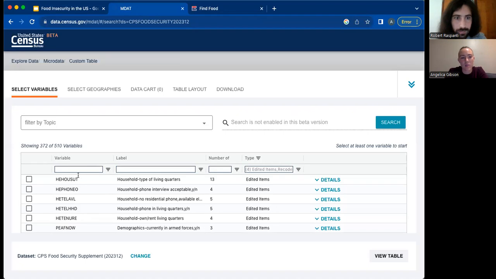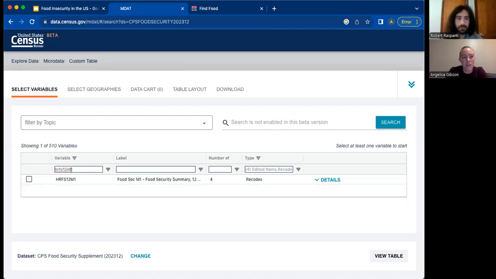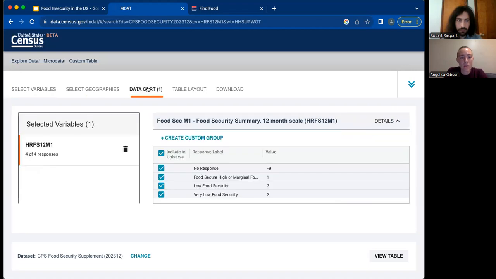Hold on, I'll pull it up here, and then you guys can see it more clearly. That's HRFS12M1. That's the official food security variable. That's the gold standard. We want to click on that. Then we're going to go to data cart. And we're going to remove all the non-responses because what we really want are people who have filled out the survey and are either classified as food secure, low food security, or very low food security. That's the main thing we're interested in here.